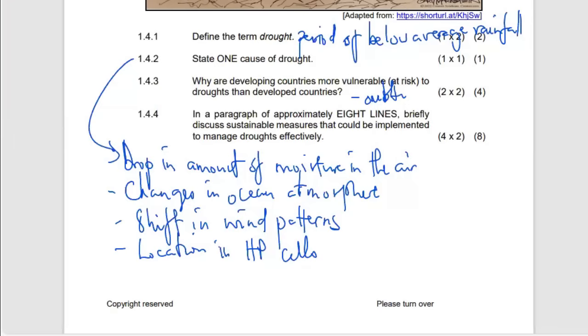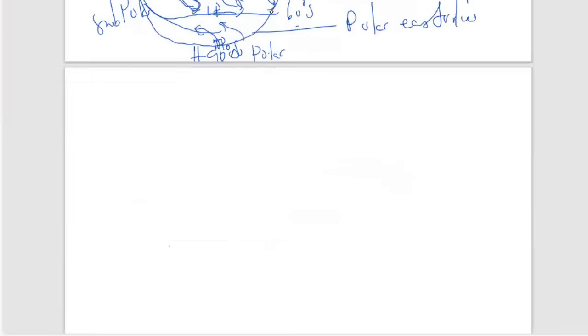Let me just find somewhere to write clearly. We're looking at question number 1.4.3. Right, we are looking at a situation whereby in developing countries, most people live in rural areas and they depend on the land for their livelihoods. They are subsistence farmers.